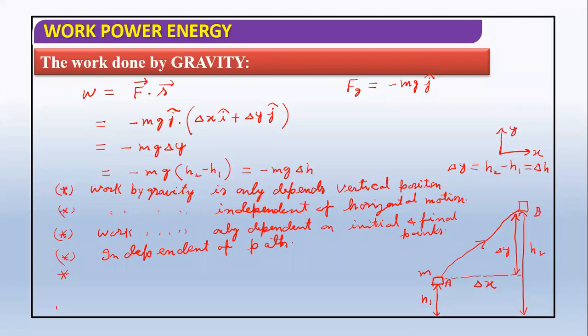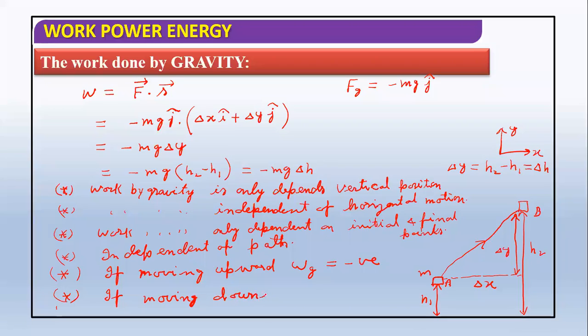Then next, if you go upward, it means delta h is positive, then work done is negative because of the minus sign. So if moving upward, work by gravity is negative. And if some object is coming downward, then work done by gravity is positive, because downward means delta h will become negative, so minus minus will become plus. If moving downward, the work done by gravity is positive.